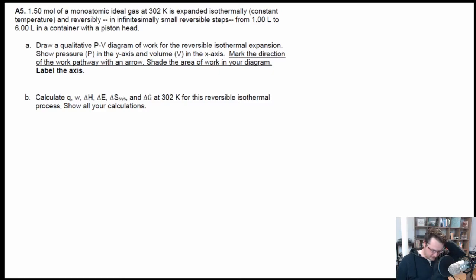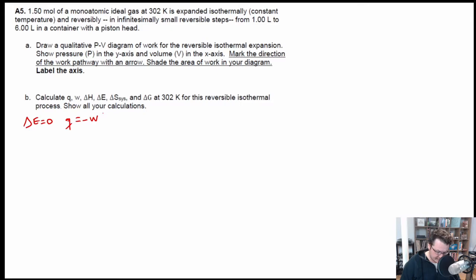The way that we approach this is that we know this is going to be a reversible process. In this case, we know it's going to be isothermal. Knowing all of those things, we know that delta E is equal to 0. That means Q is going to be equal to negative work, or alternatively, work is equal to negative Q.